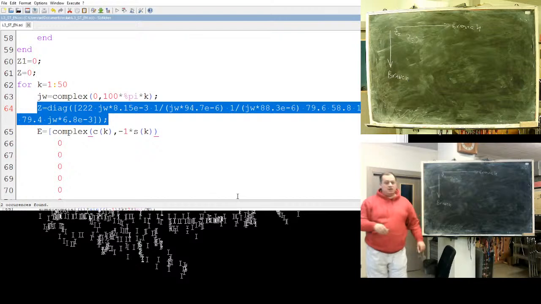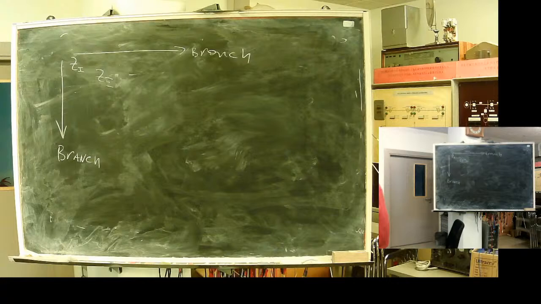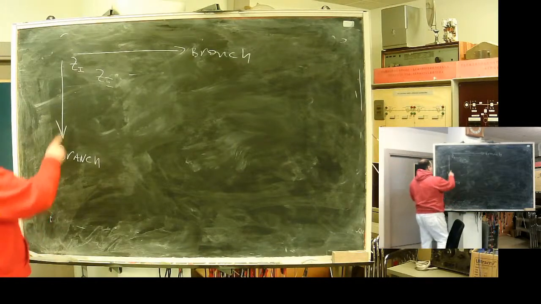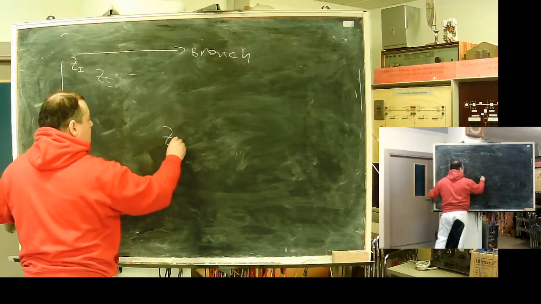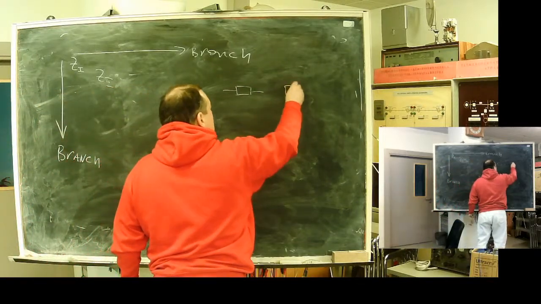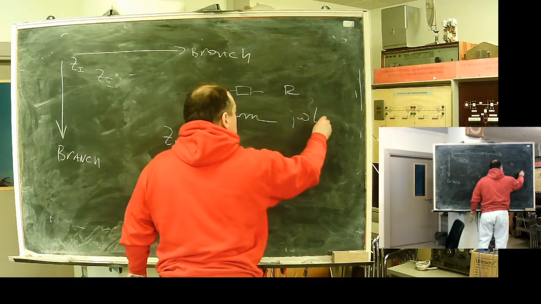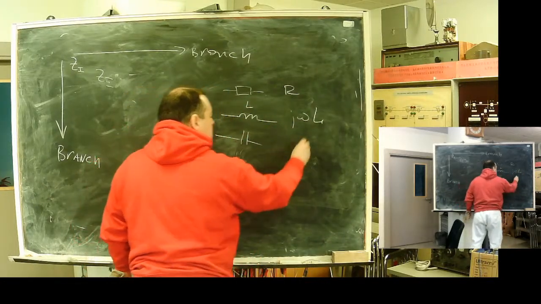Wait 1 second. It's always square? Yeah, it's always square. Branch versus branch. Main diagonal is filled with branch, let's say values. So first branch resistance, second branch resistance, and so on, and branch resistance. For active resistance we write R, for the coils we write J omega L. For capacitors, 1.